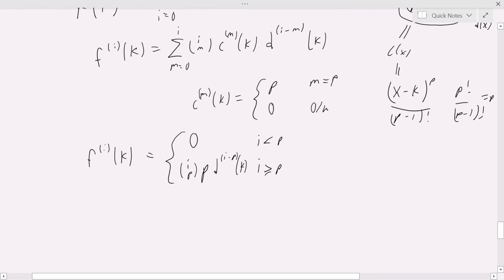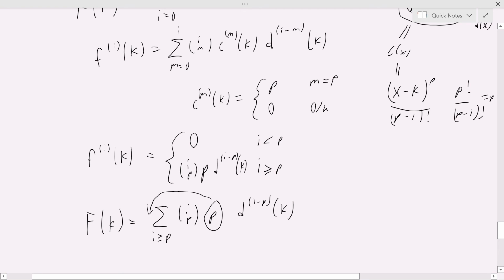So then overall, when you want to evaluate capital F evaluated at k, that's going to be the sum starting now from the index i equals p, and then going up from there, and that'll be of i choose p times the (i minus p)th derivative of the d function evaluated at k. And now notice that this term here, p, this used to be the derivative of the c function, now it's a constant. And so we can actually pull it outside the summation.